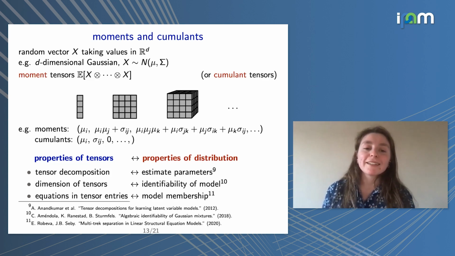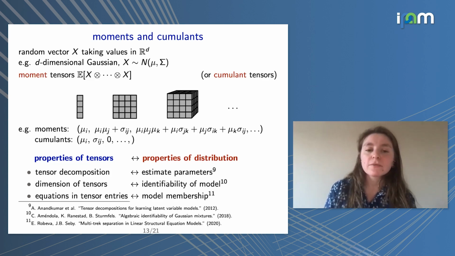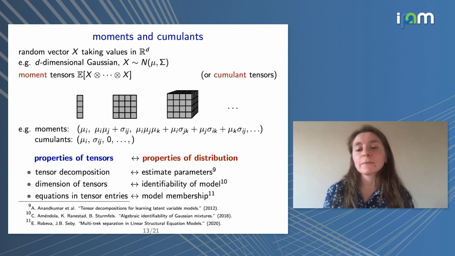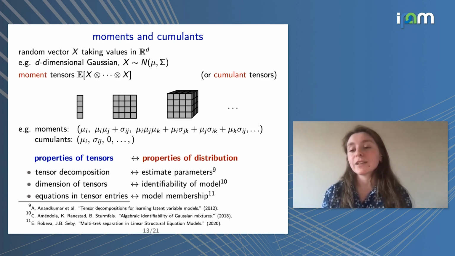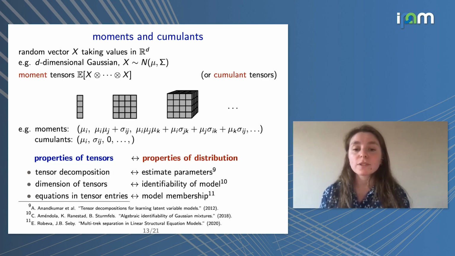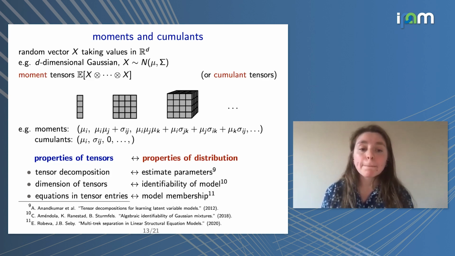We can look at the dimension of the space of tensors, and this will tell us something about the identifiability of recovering parameters in the model from its encoding via these moments. And this is looked at in a paper of Amendola, Ranestad, and Sturmfels called Algebraic Identifiability of Gaussian Mixtures.